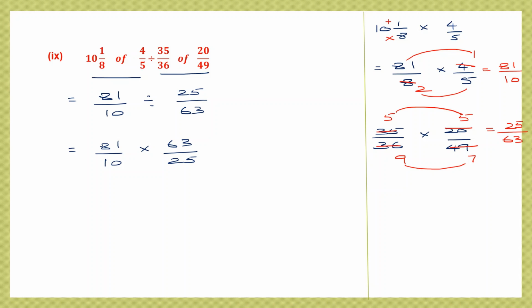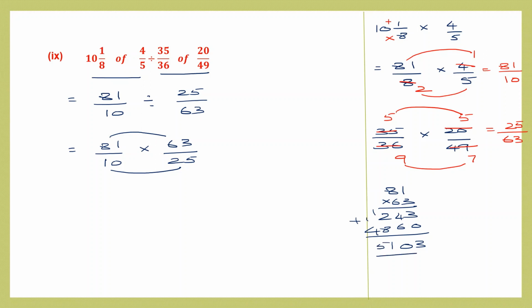Now, is there anything that we can cancel? There's nothing to cancel. So we're going to multiply the numerators and the denominators. So the numerator is 81 into 63. 3 ones are 3, 3 8s are 24. 0, 6 ones are 6, 6 8s are 48. Now we add up these. So 3, 4 plus 6 is 10, carry 1, 8, 9, 10, 11, carry 1, 4 plus 1 is 5, 5,103, and in the denominator we have 10 into 25, that is 250.